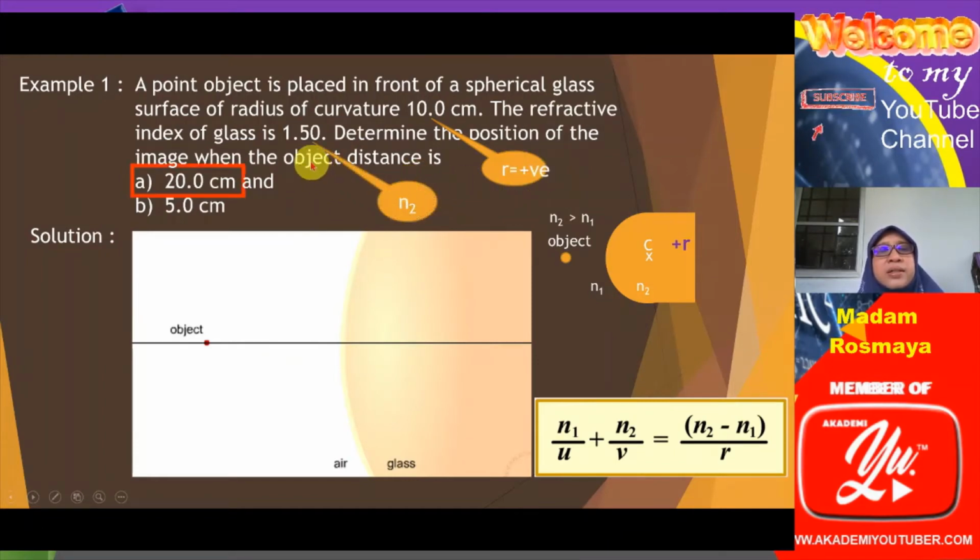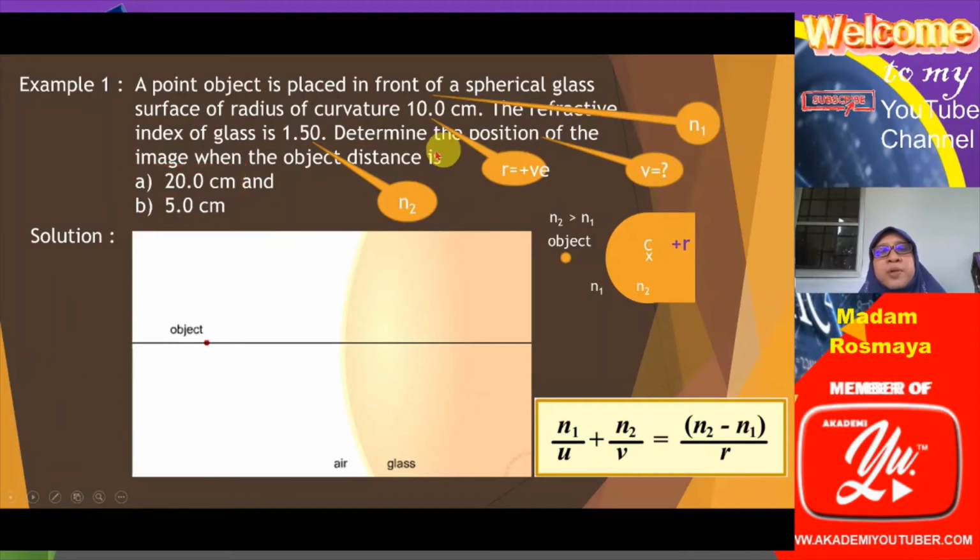Next, N2 will be 1.50. N1 will be air. In air, N1 is 1. And then we are going to determine the position of the image, so we are going to determine V. The object distance given is U. U is positive because the object is real.